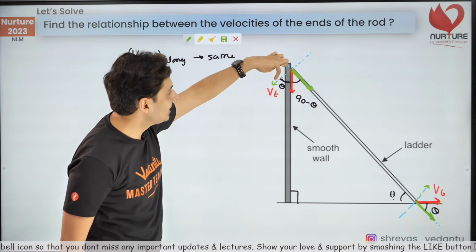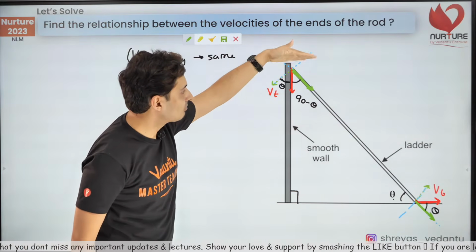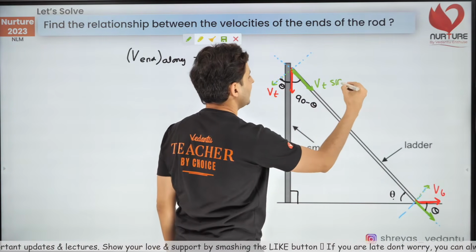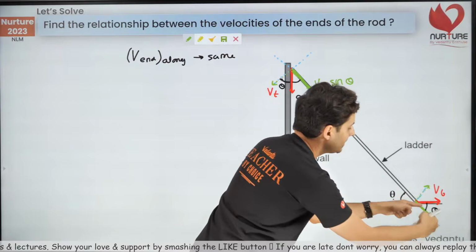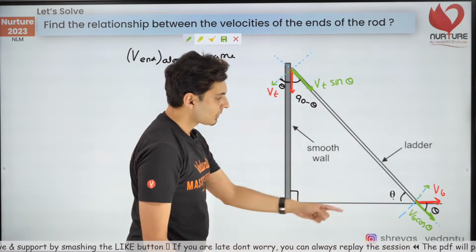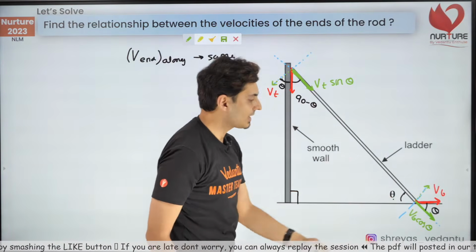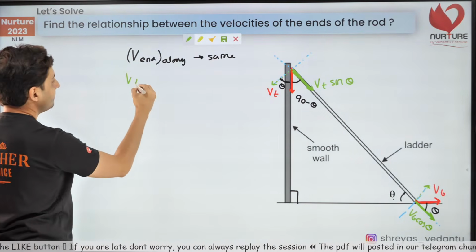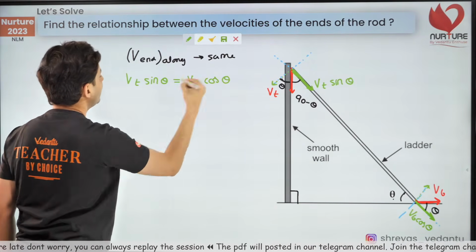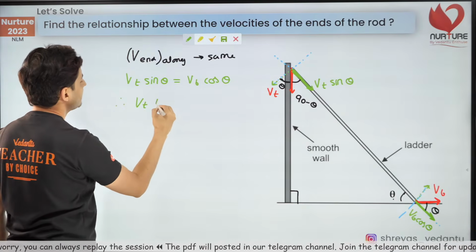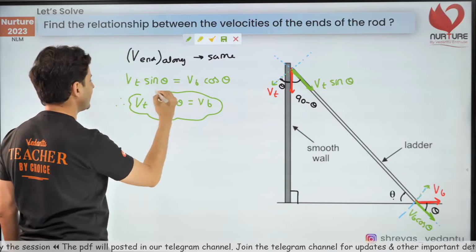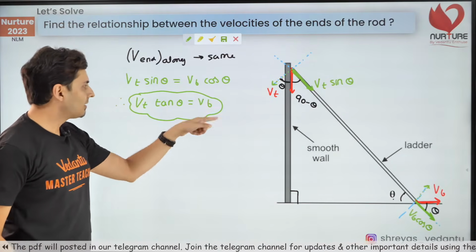Look at this. This is theta, this is adjacent, this is opposite or away from it. So this component is strictly speaking Vt sine theta. And this component is Vb cos theta. So Vt sine theta is Vb cos theta. Therefore, Vt tan theta is equal to Vb. So that's the final answer. Vt tan theta is Vb.